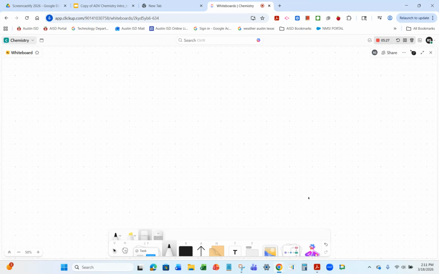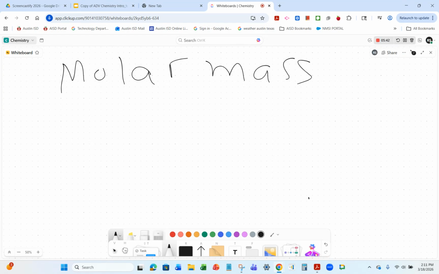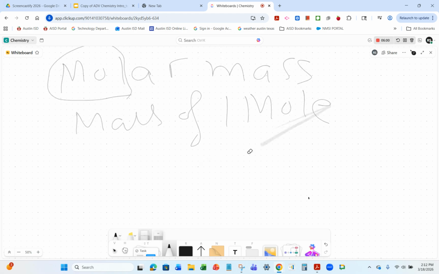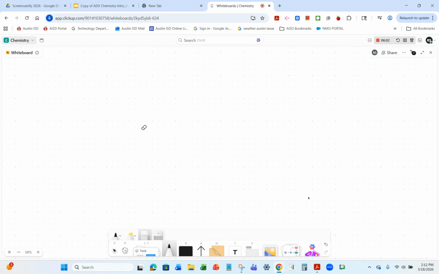But first let me show you, before I jump to the calculation part, molar mass. What is molar mass? Pick the prefix: mass of 1 mole. Molar mass is the mass of 1 mole. So now we're going to relate 1 mole with the mass. Same concept. If you know the trick, it's very easy.